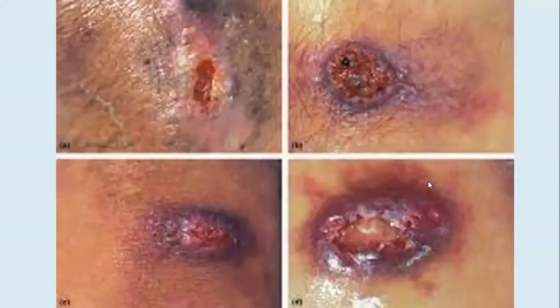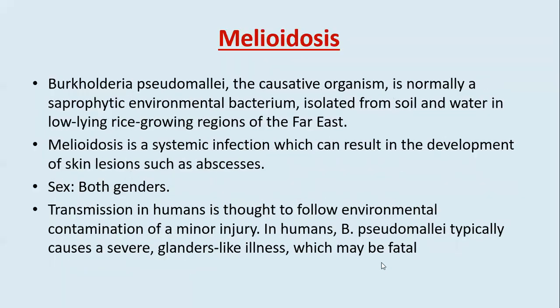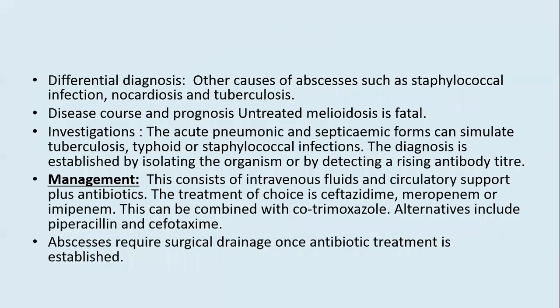This is how the abscesses and ulcerated lesions of melioidosis would look. The differential diagnoses are other causes of abscess like staph, nocardia, tuberculosis, or pseudomycosis, deep fungal infections, and mycobacterial infections. Untreated, it is fatal. The acute pneumonic and septicemic forms simulate tuberculosis, typhoid, and staphylococcal infection.